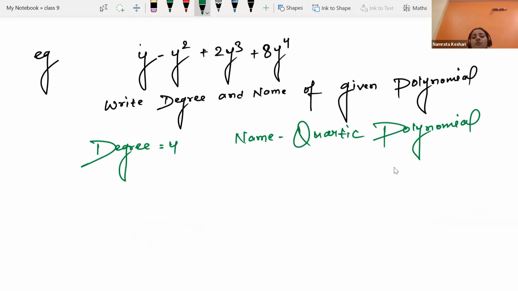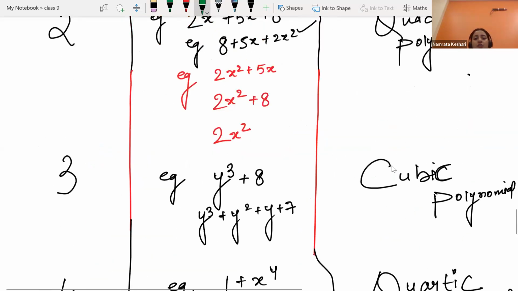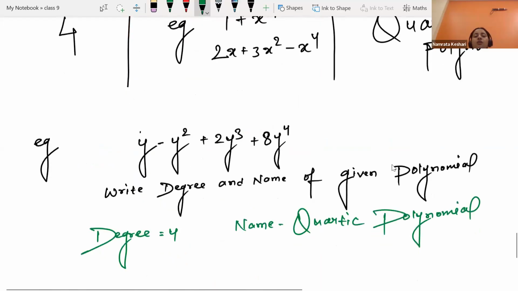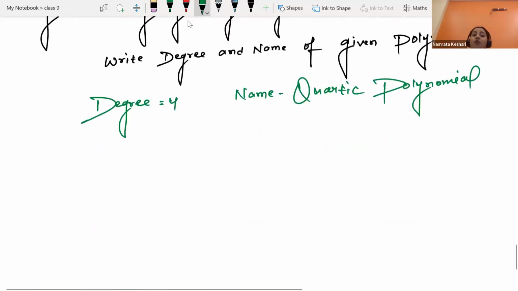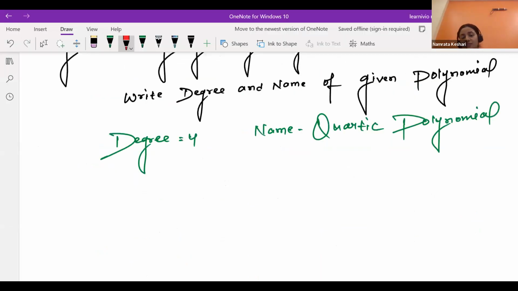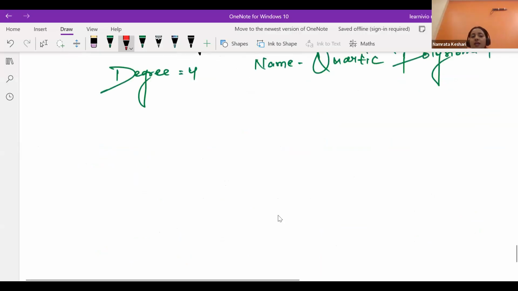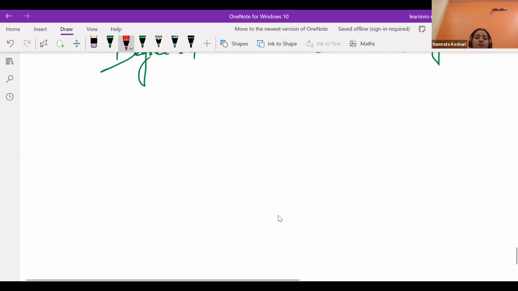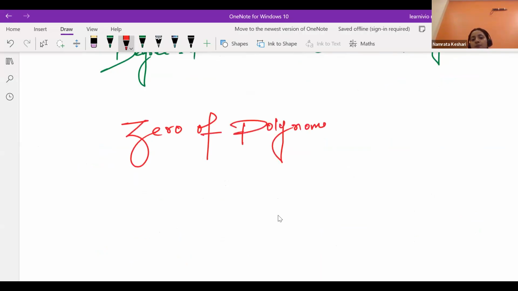Okay. So far we have had the discussion of the degree of the polynomial, how to identify the polynomial. Now a very, very, very important concept which we are going to discuss, which you will be using in class 10 as well. So please try understanding this concept really well. Zero of the polynomial. And then we'll be solving few questions as well. So zero of the polynomial.